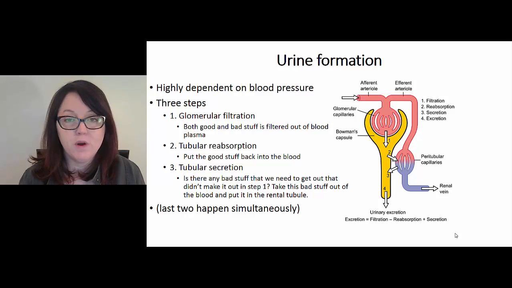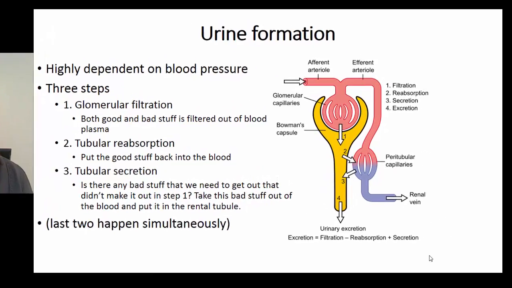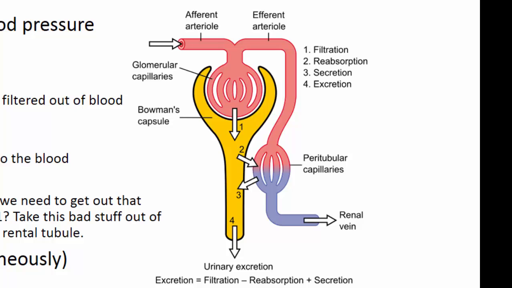In this video, I'm going to talk about the process of urine formation. One of the most important things to remember about urine formation is that it is highly dependent on blood pressure. So we're going to spend a lot of time looking at how blood pressure and the regulation of blood pressure is going to affect urine formation. So urine formation takes place in 3 steps.